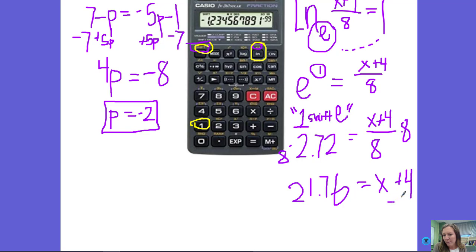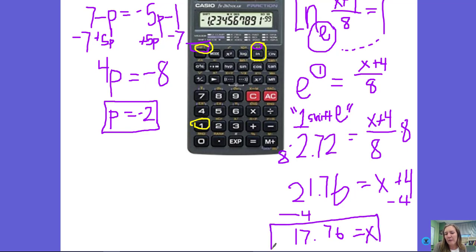After that, we're going to subtract 4 and subtract 4. 21.76 minus 4 is going to give me 17.76. And at that point, we have the x by itself. So I've solved for the x.